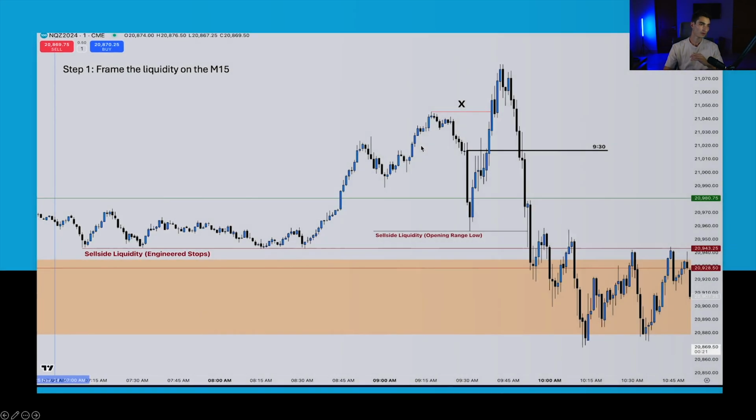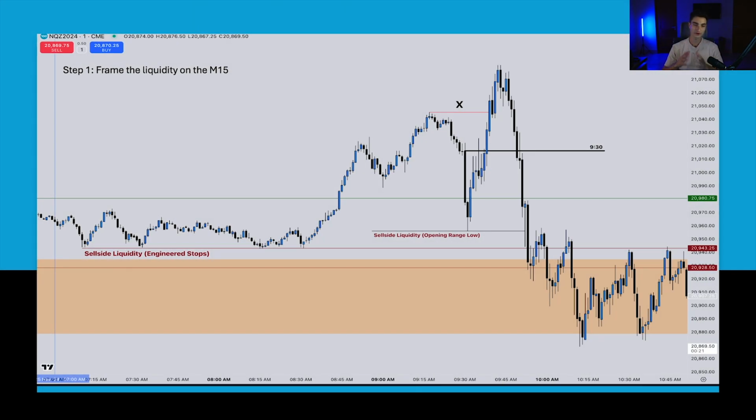So let's go ahead and recap everything we've looked at today and go over the steps one by one. So for step one, we're going to frame the liquidity on the 15-minute chart. Here we can see that's going to be that red line here and the green line above market price, because that's going to give us our buy side and our sell side to work with for the session. One, to see where they manipulate first, but then also to use as a target later on.